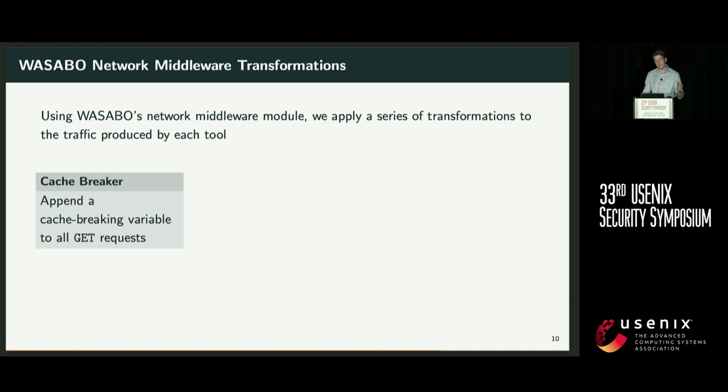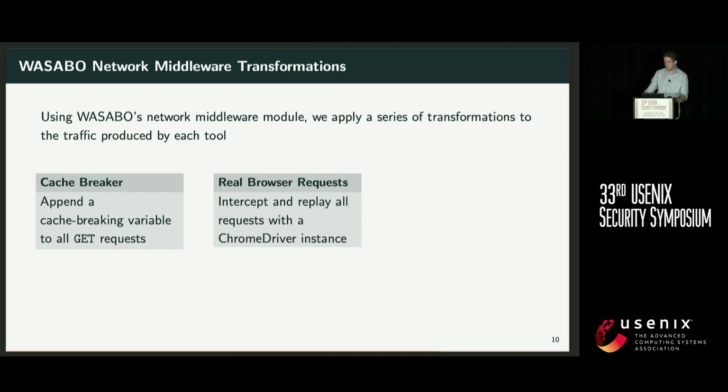So first, we add a cache breaker to all GET requests made by these tools. And the idea here is that we found a lot of CDNs will cache static content and minify JavaScript files and CSS and files like that. And while that does improve the performance of the sites, which is why they do it, it breaks static content fingerprinting because removing the new lines and spaces and stuff changes the hash, obviously.